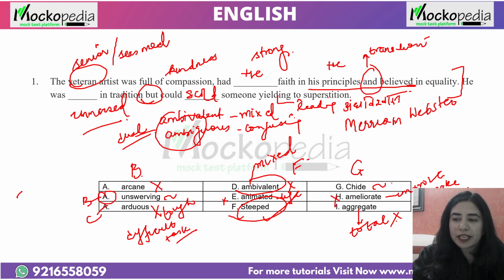So now we have solved the entire blank. Now we can read it. The veteran artist was full of compassion and had unswerving, that means strong faith in his principles and believed in equality. He was deep rooted in tradition but could scold someone yielding to superstition. तो हमने but से ये लगाया कि यहाँ से आइडिया opposite direction में जाएगा. And और but दोनों transition words थे. So I hope you are clear. You know the meaning of the words that are there on the screen. So let's move to the next question.